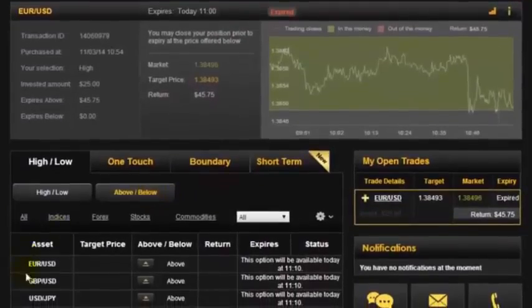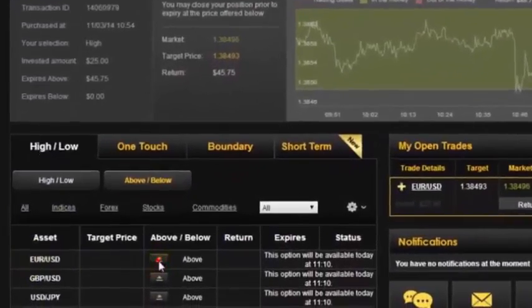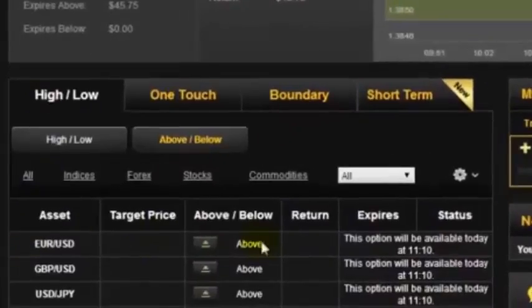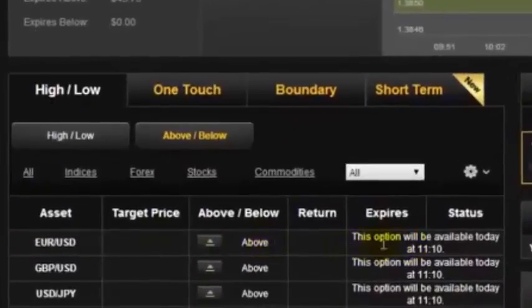So you can trade above, below, which means there is a predetermined price range, and the price just has to be above the predetermined level. And you can see this type of trading is still not available, but it will be available at 11 o'clock and 10 minutes.